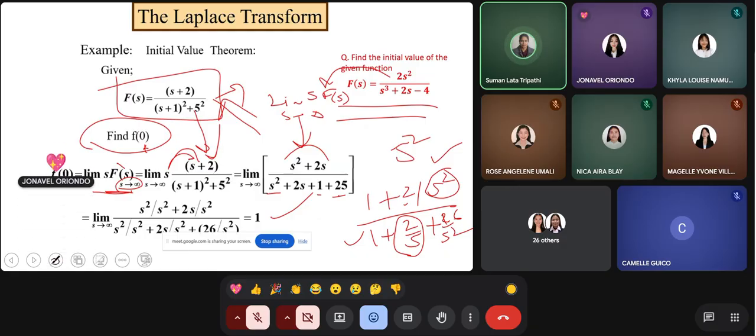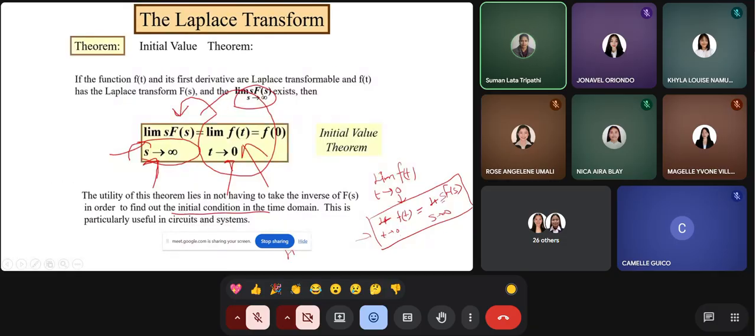Once you put s·F(s), the maximum power in the numerator will be 2s cube, divided by s cube plus 2. So what is the maximum power in numerator and denominator? s cube. Now divide both numerator and denominator by s cube, and let me know the answer by putting s tends to infinity. What will be the answer for this question?